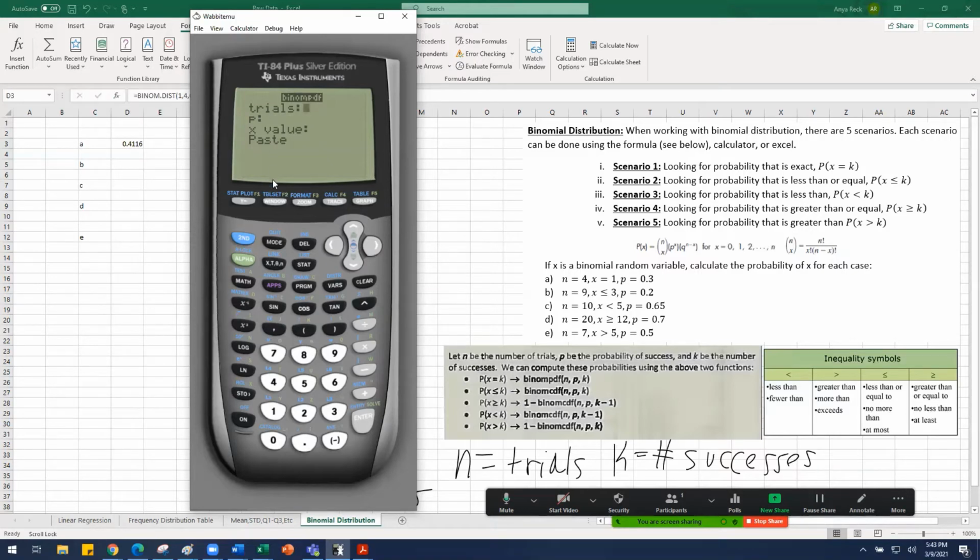Trials was the N value, so we had 4. Your P value was 0.3. X value is 1. Paste it. And as you can see, this probability matches the one in Excel.